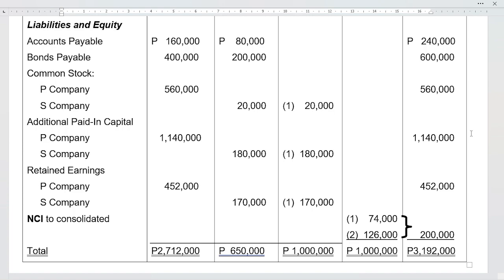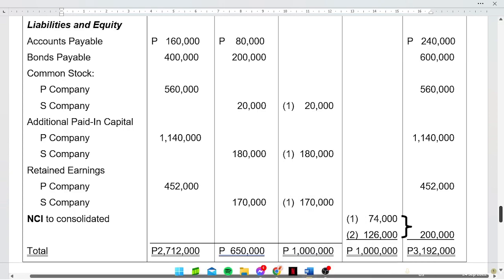For the consolidated, accounts payable will have a total of 240,000. Bonds payable will have 600,000. Common stock will have 560,000. Additional paid in capital will have 1,140,000 and the retained earnings of 452,000. And lastly is the NCI to consolidated equals to 200,000 pesos. With a total of 2,712,000 for P company, 650,000 for S company, a debit of 1 million and a credit of 1 million also. And lastly is the consolidated that has an amount of 3,192,000 pesos.